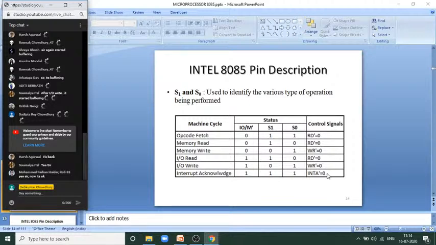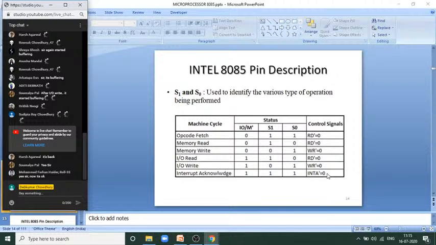Whenever an interrupt occurs, it will first request the microprocessor to grant it. The microprocessor can do two types of things: either it can ignore the interrupt or it may accept the interrupt. If it accepts or acknowledges the interrupt, then the INTA bar value should be 0.